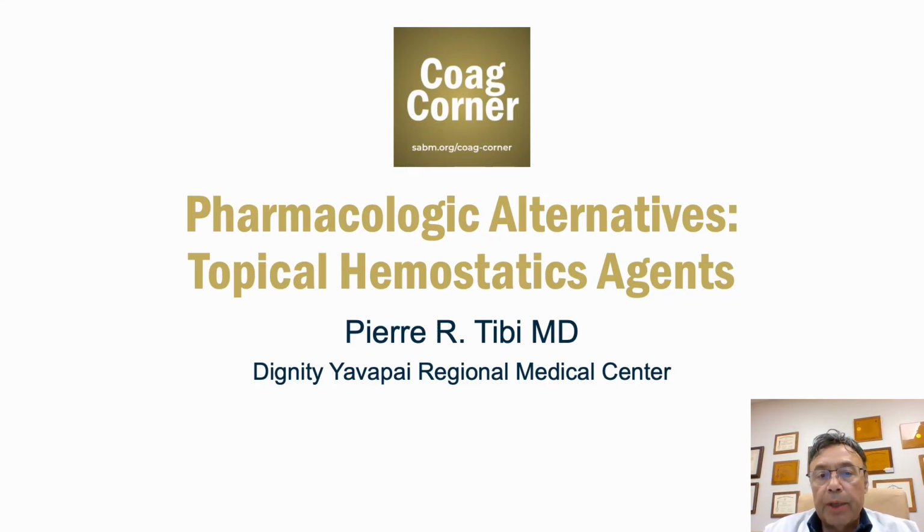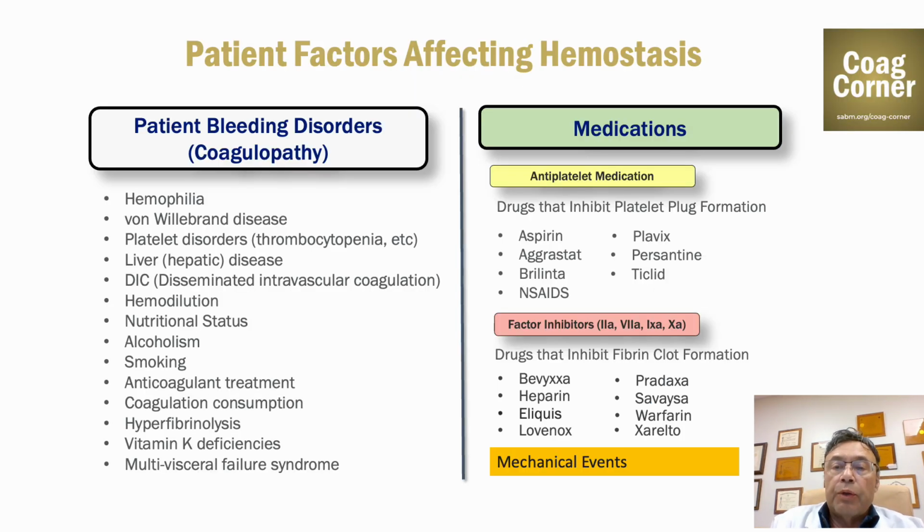So now we're going to talk about alternatives to pharmacological agents to help in hemostasis. Specifically, we're going to talk about topical hemostatic agents, which are mostly used in the surgical fields. So there are many reasons why patients may not stop bleeding.